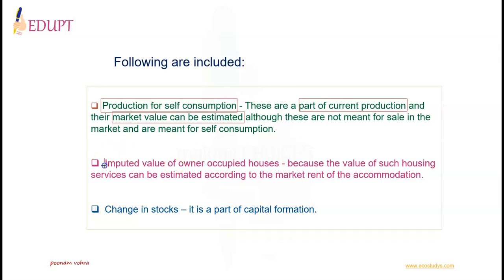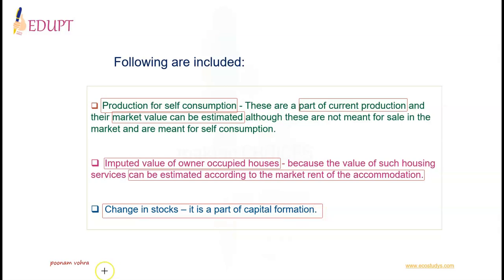Similarly, imputed value of owner-occupied houses must be included because the value of such housing services can be estimated according to the market rent of the accommodation. And change in stocks must also be included as it is a part of capital formation.